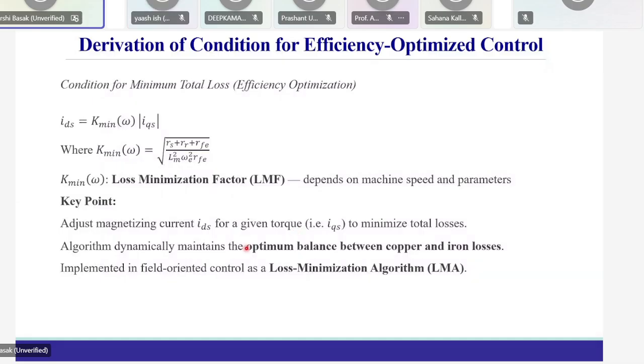So here the algorithm dynamically maintains the optimum balance between copper and iron losses. It can be implemented in field-oriented control as a loss minimization algorithm, and this loss minimization factor is dependent on machine speed and parameters. There are certain search-based algorithms which take care of the loss minimization, but you can also go for loss minimization based on the parameter model, or the model-based loss minimization controller, which is given by this expression.